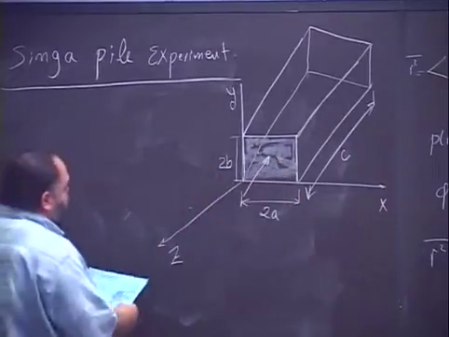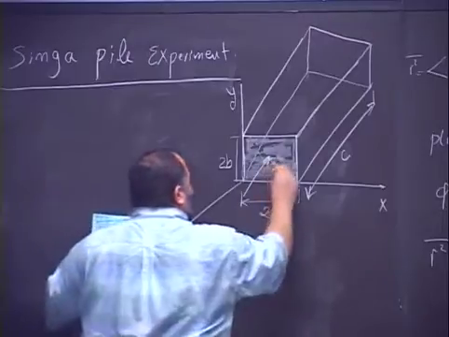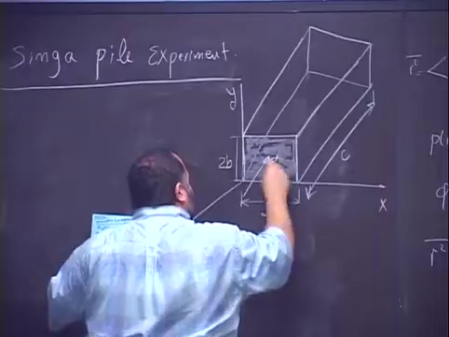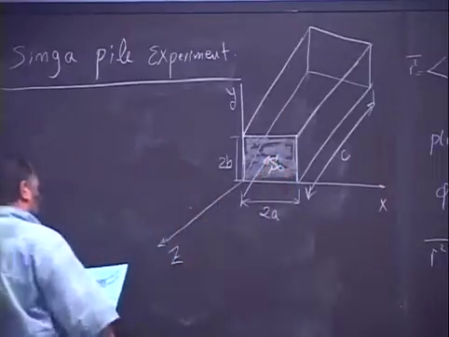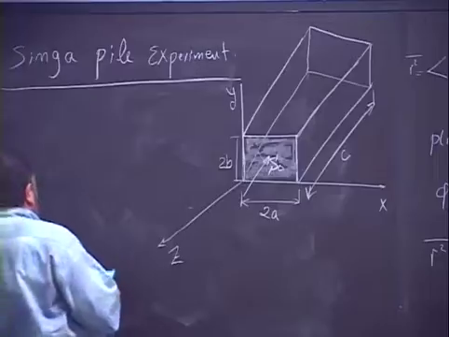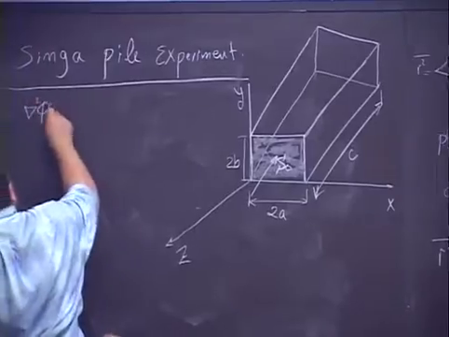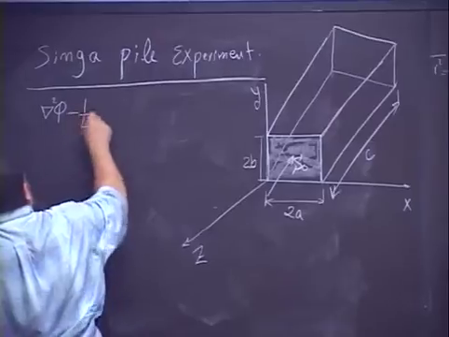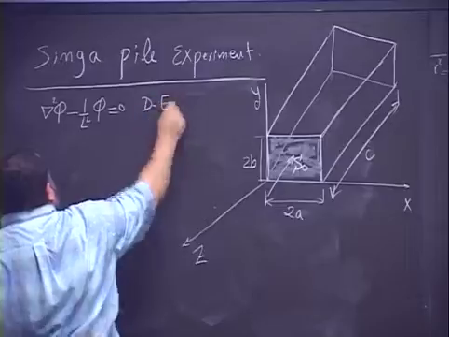And then you have a source S0 that emits neutrons isotropically, let's assume. So the equation will still be the Laplacian of phi minus 1 over L square phi equal to 0. This is the diffusion equation.